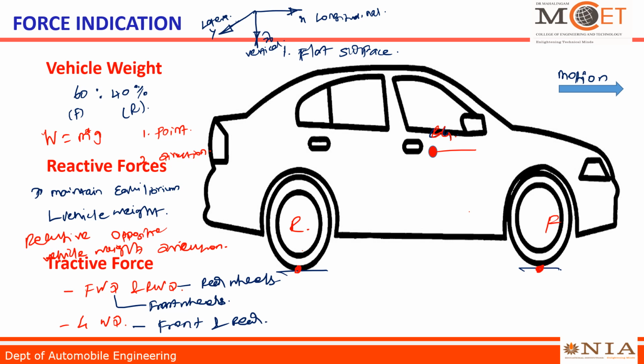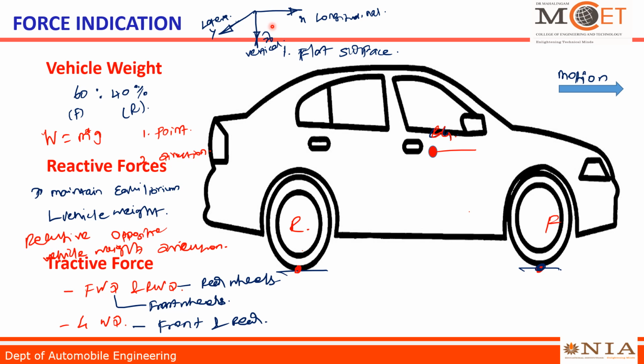Just assume we are having front wheel drive. So the tractive force will act at the front wheels. If we have rear wheel drive, the tractive force will act at the rear wheel. If we have 4-wheel drive, the tractive force will act at the front and rear wheels, on these 4 wheels. Now we found the point at which the tractive force will act. Second, we have to find the direction of the tractive force.